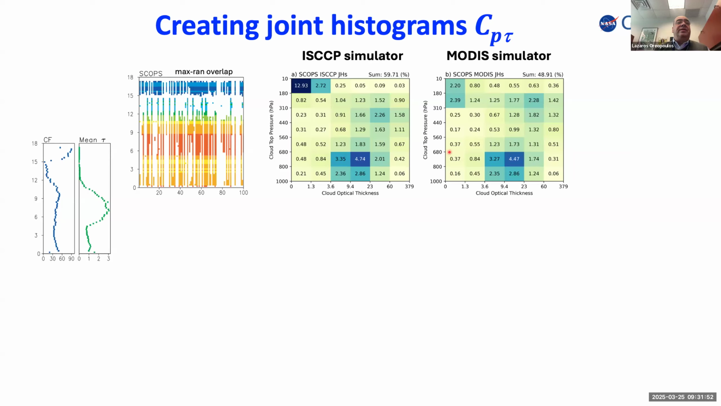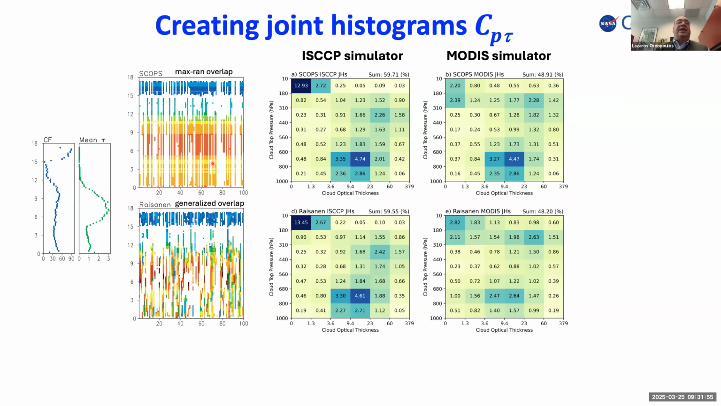But what we did, the new thing that we did, is we introduced in SCOPS another subgrid column generator from Räisänen in 2004 that applies generalized overlap. And you will see this is a much more complex cloud field because not only is the overlap different, but we allow for horizontal variability in the optical thickness. We basically have a parameterization of variance as a function of cloud fraction. So each layer has its own PDF of cloud optical thickness.